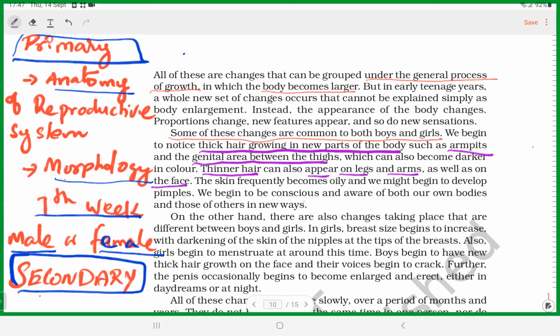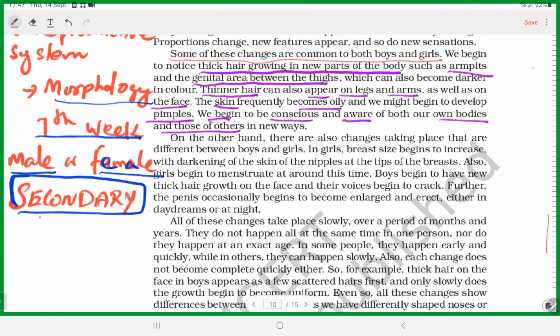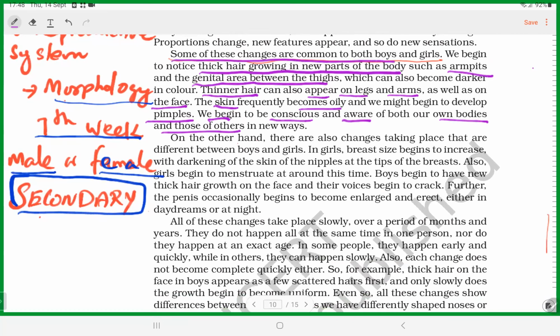Okay, fine. And then skin becomes oily and we begin to develop pimples. We also become conscious and aware of our own bodies, and those of others. Can you understand? So these are all the changes common for both boys and girls. Secondary sexual characters common for both boys and girls.